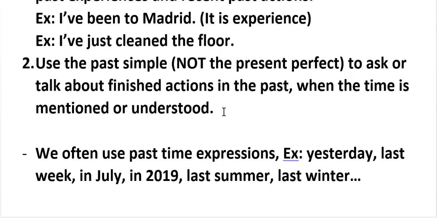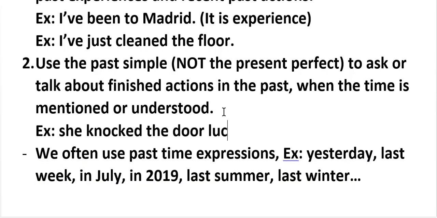For example, she knocked the door loudly. She knocked the door loudly. And if you see, guys, this is our what? Yeah, simple past. And you can also give the time expression of simple past like last winter.